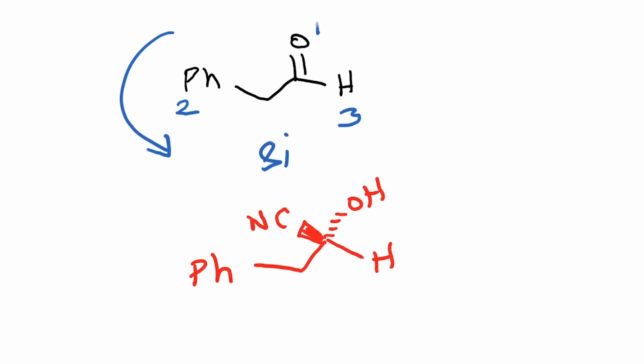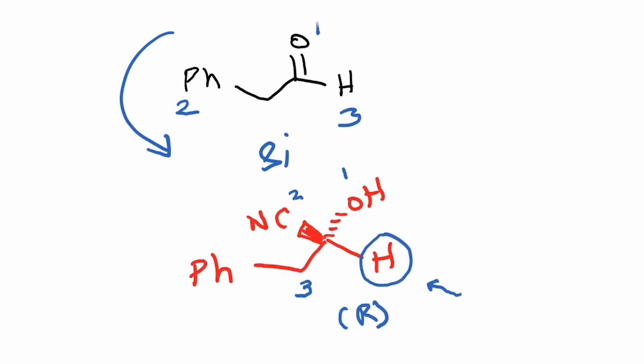So now if I have to number this, then I would get, this is priority number 1, this is priority number 2, and this is priority number 3. And so if I'm looking at it from here, then it's going to be anti-clockwise, but since the fourth priority is towards me, so this is going to be R.